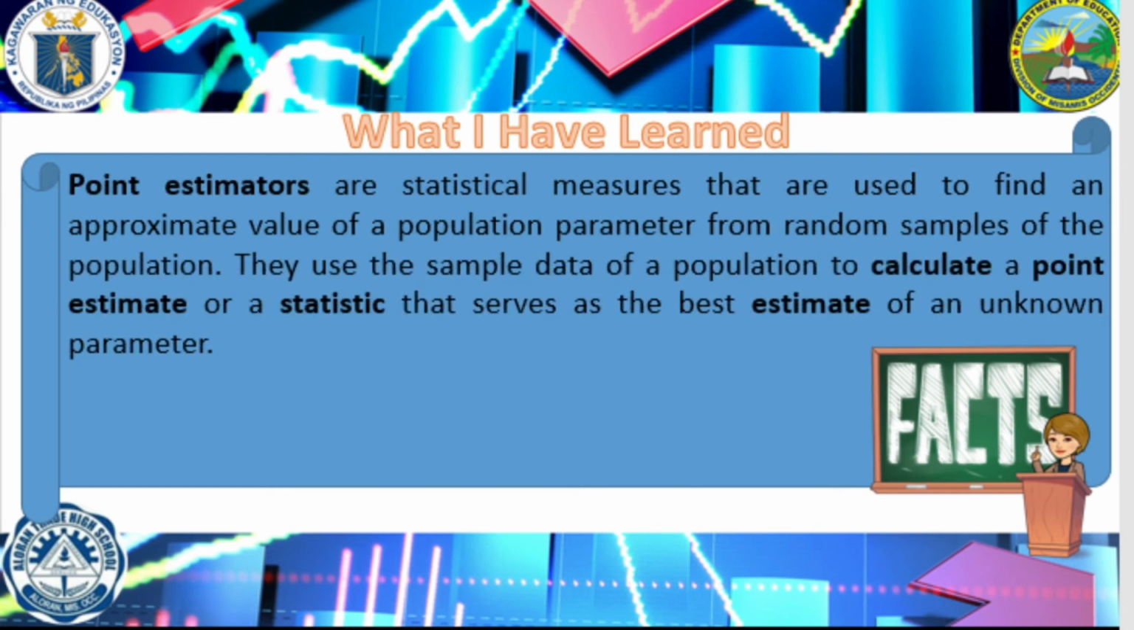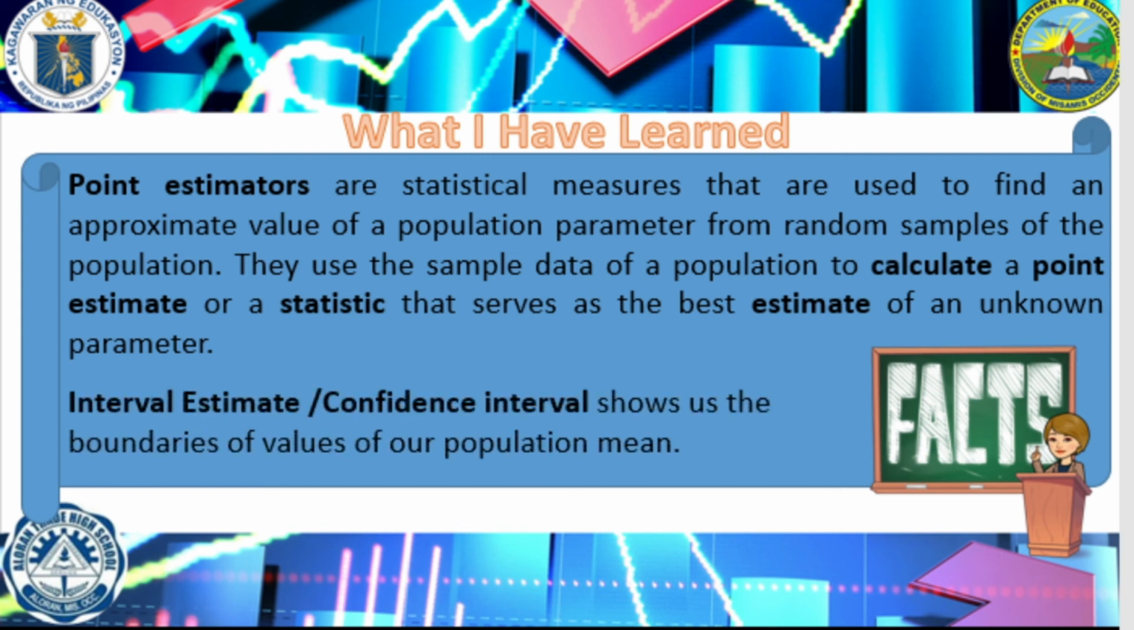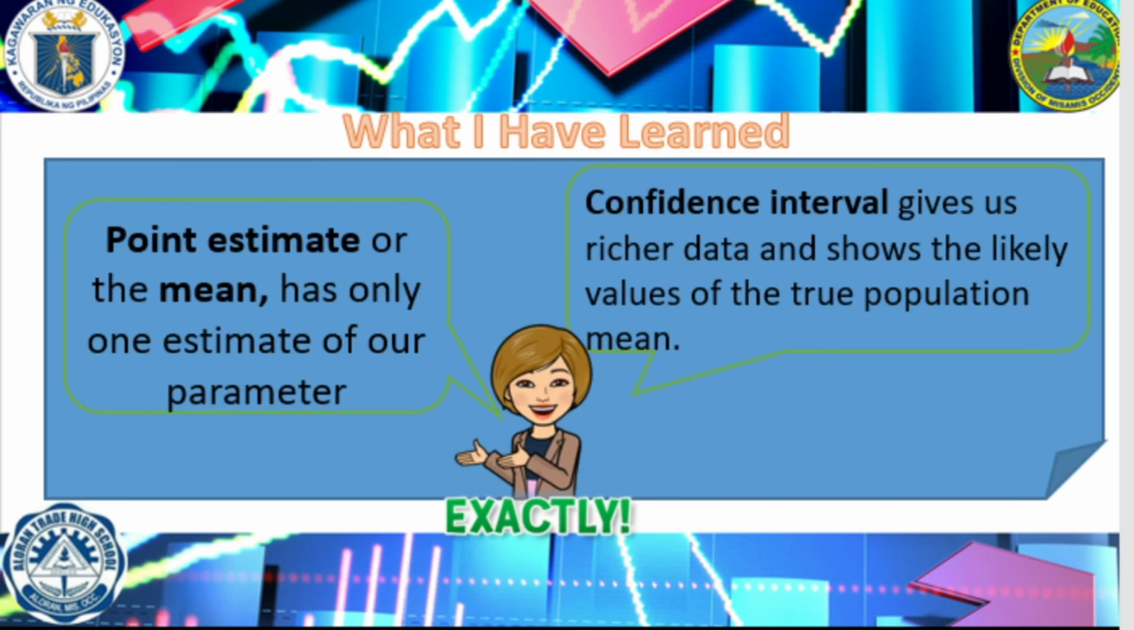What I have learned in this lesson is that point estimators are statistical measures that are used to find an approximate value of a population parameter from random samples of the population. They use the sample data of a population to calculate a point estimate or a statistic that serves as the best estimate of an unknown parameter. And the interval estimate, or the confidence interval, shows us the boundaries of values of our population mean. So what's the difference between point estimate and confidence interval? The point estimate, or the mean, has only one estimate of a parameter, while the confidence interval gives us richer data and shows us the likely value of the true population mean by giving us the upper limit and the lower limit.